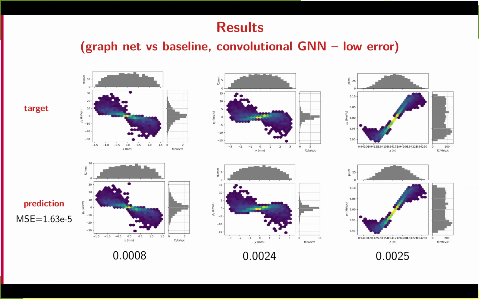So clearly the GraphNet is truly outperforming the previous architectures that were used for the specific problem.